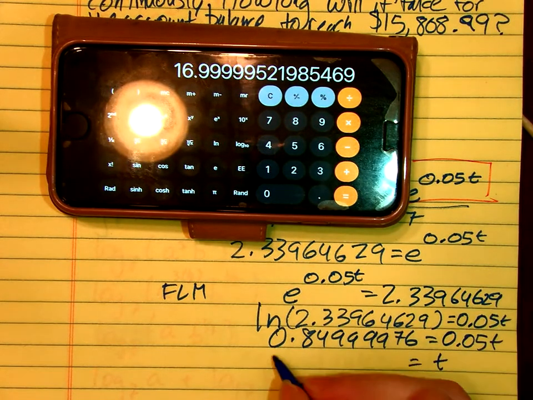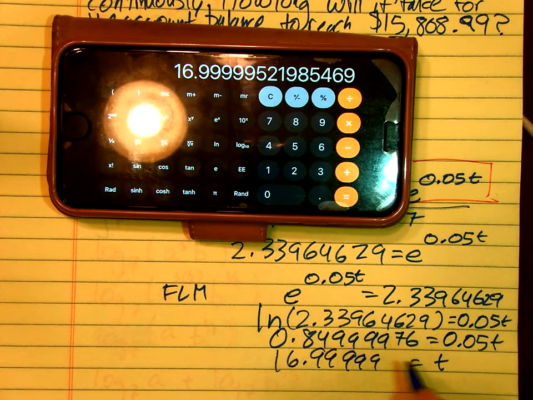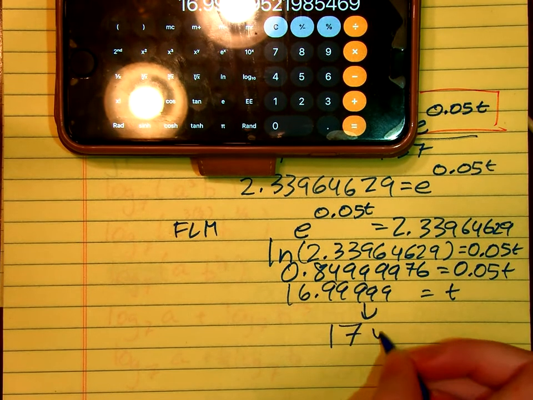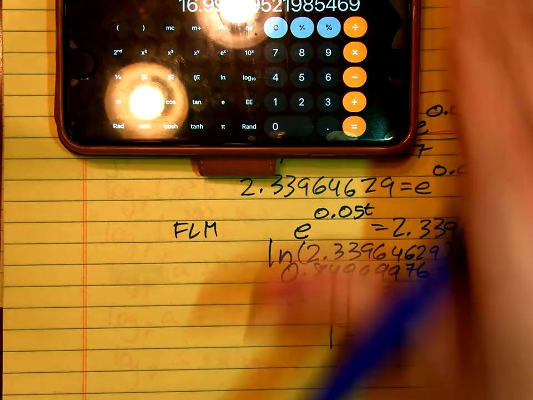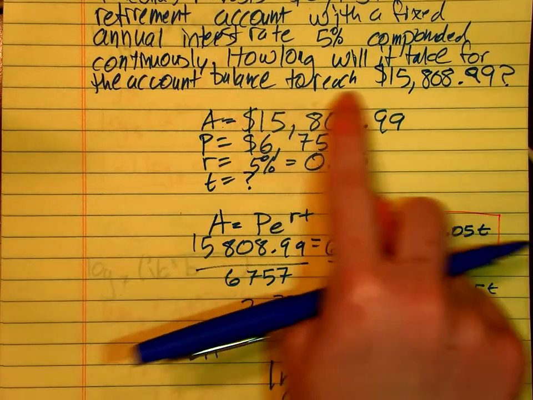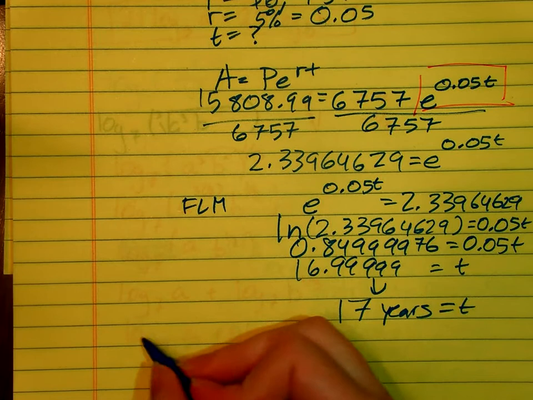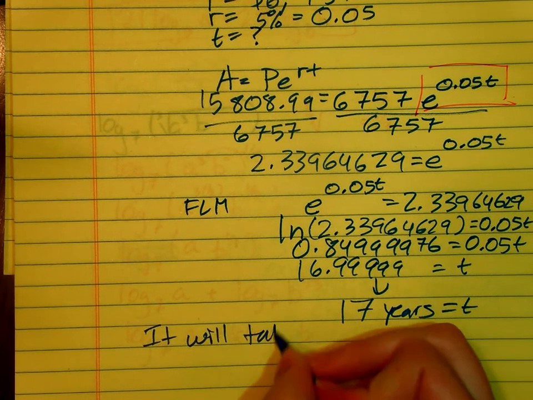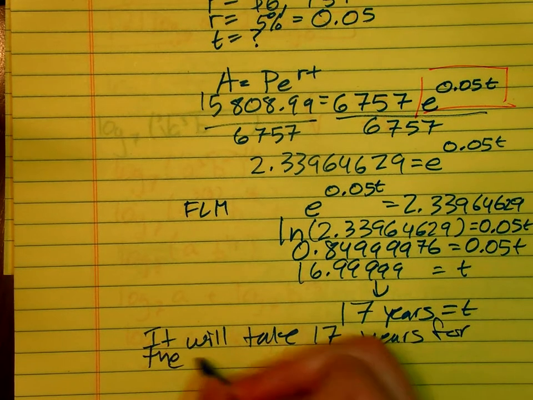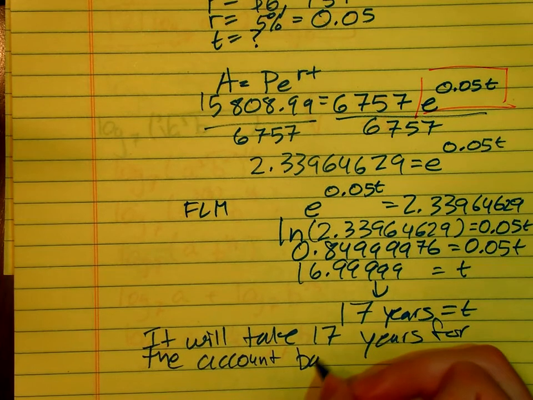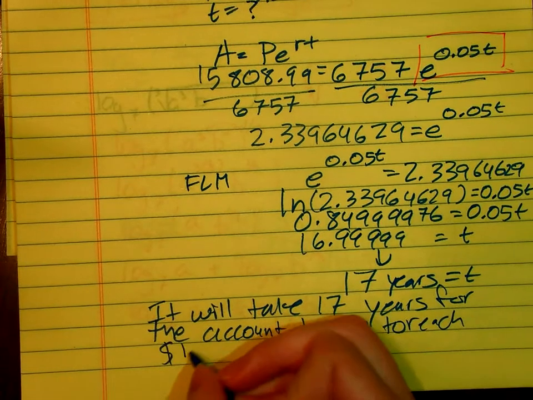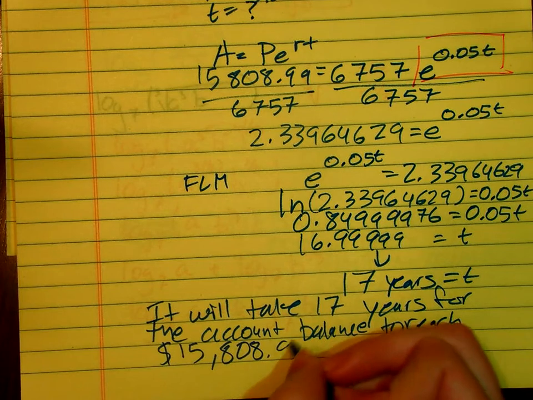We get t equals 16.99999 going on to infinity. You know you can go ahead and round that guy up. He's a day off from being 17 years. Just round him up. 17 years is t. Now let's put it back into the context of the problem. How long will it take for the account balance to reach that? It will take 17 years for the account balance to reach $15,808.99.